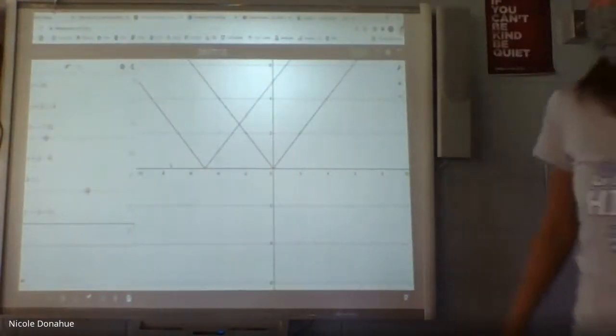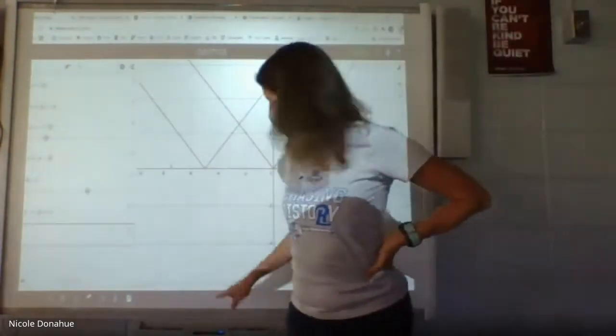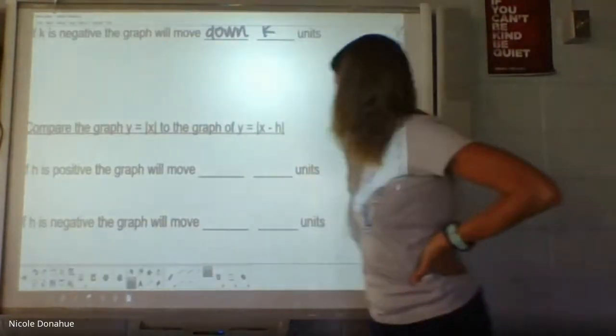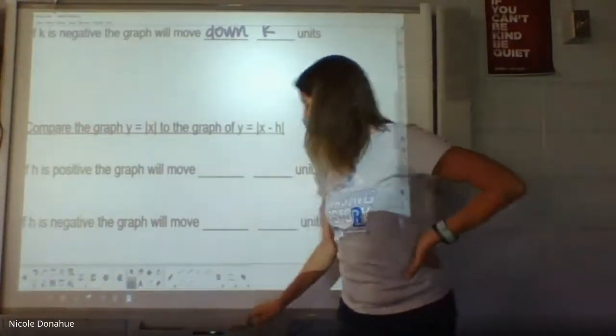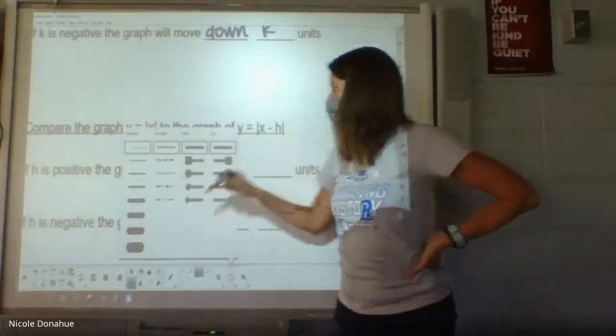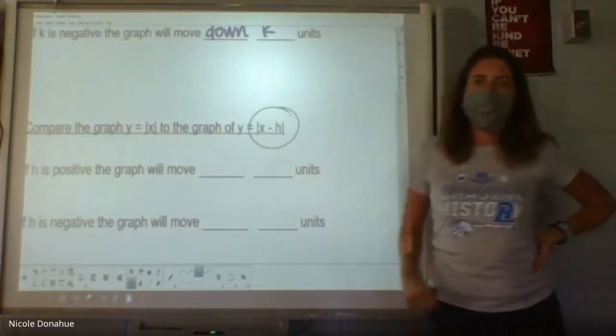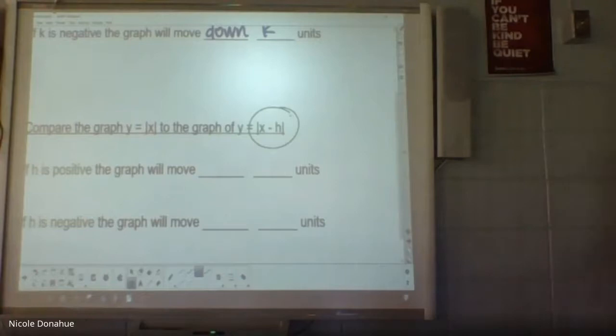If you guys go back and look at our formula back here, this formula is kind of strange. It has x minus h in the formula. So it kind of does the opposite of what we expect.